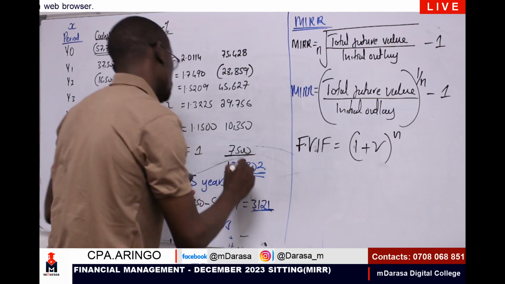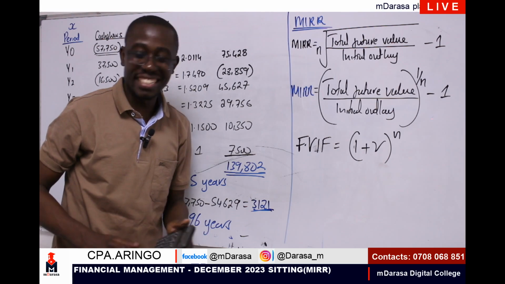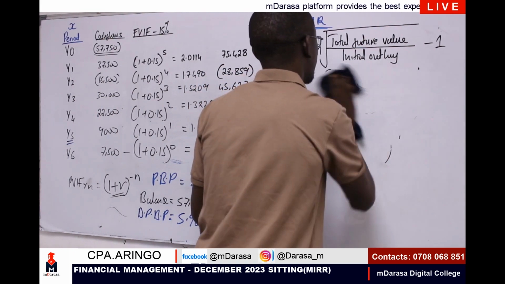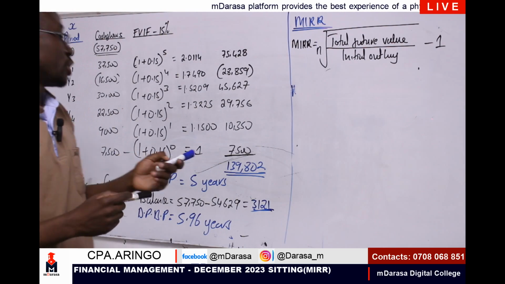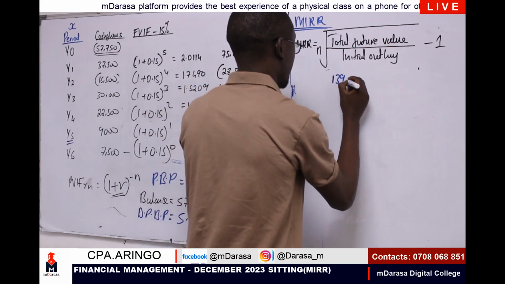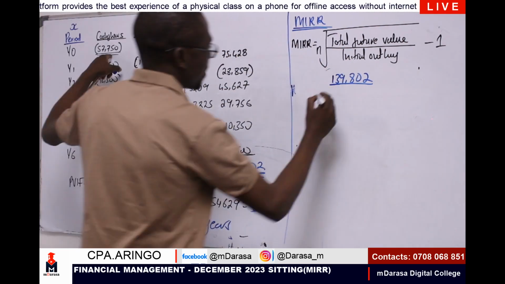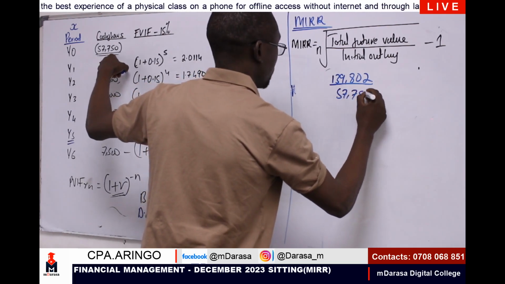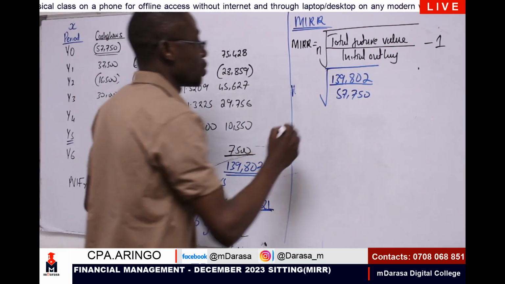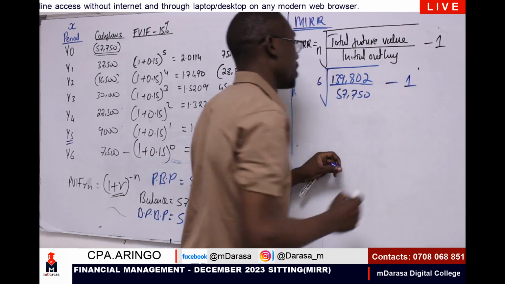139,802. So once I have that, I'm going now to apply this formula of ours. Allow me to use the first formula, in which I have my total future value, which is 139,802, because that is what we determined. We divide by our initial outlay, which is 57,750, right? In this case, I'm having all this root N. My period is 6 years, minus 1.